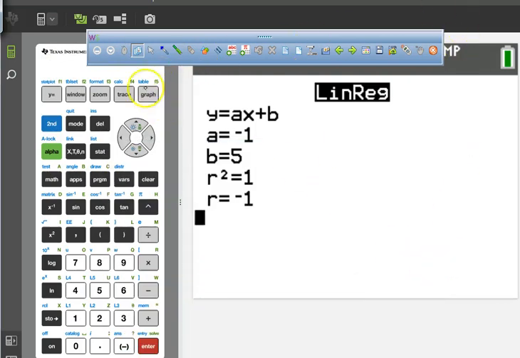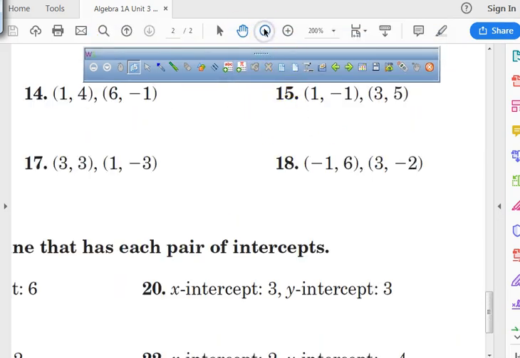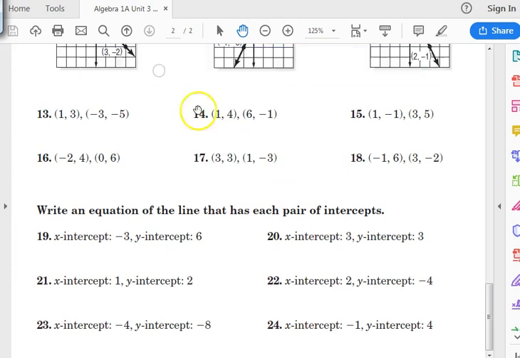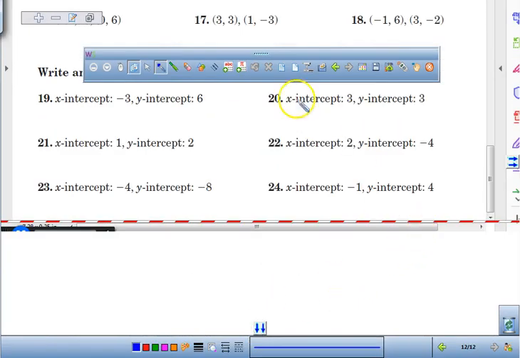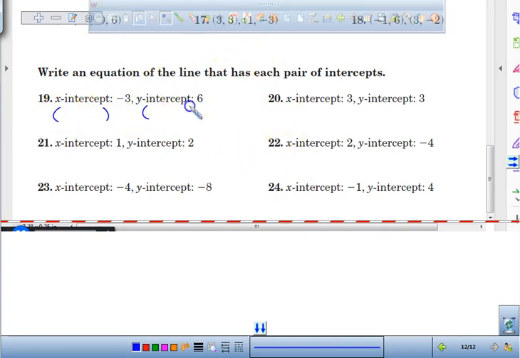So what I want you guys to be able to do is take ordered pairs and be able to find the slope and the intercept. Now, the easiest ones to do, I think, are 19 through 24. If it gives you the x-intercept, what we're going to do right now, before we leave, is write down all the ordered pairs of the x-intercept and the y-intercept, then you can use the stat editor to find the slope.